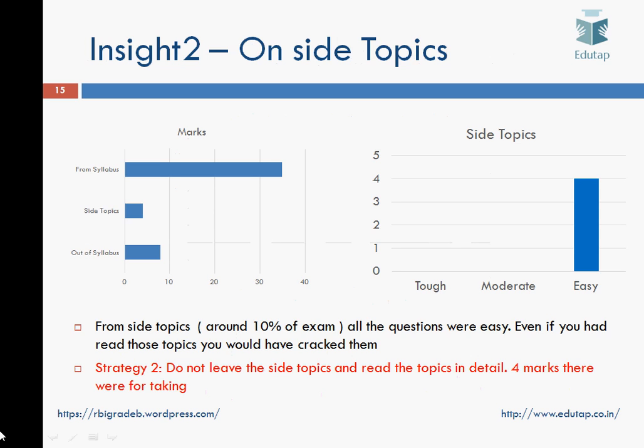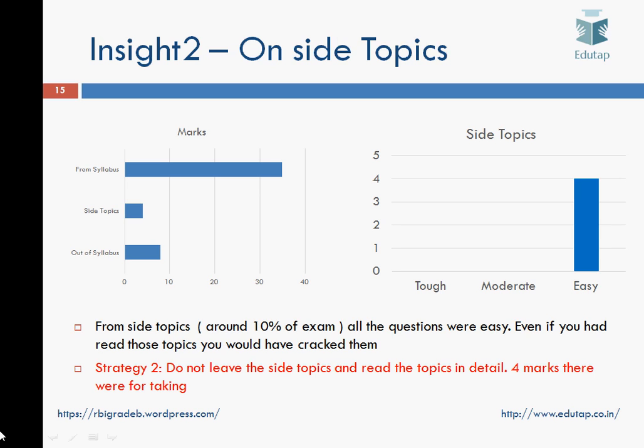Now in this slide we will discuss the questions on side topics. If you see the graph on the left hand side of this slide, you will see that a total of 4 marks worth of the paper was from the side topics, and on the right hand side we have divided these 4 marks into tough, moderate and easy. We can easily see that all the 4 marks worth of the paper which was from side topics was of easy difficulty. So even if you had read those side topics, you would have cracked them.